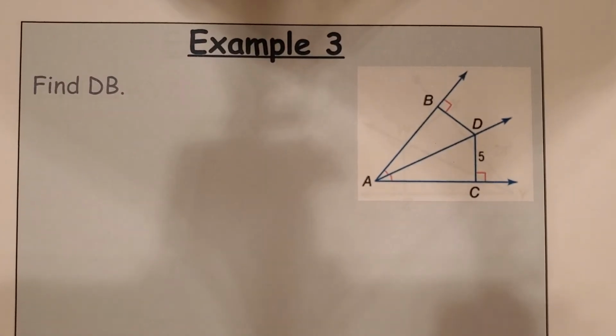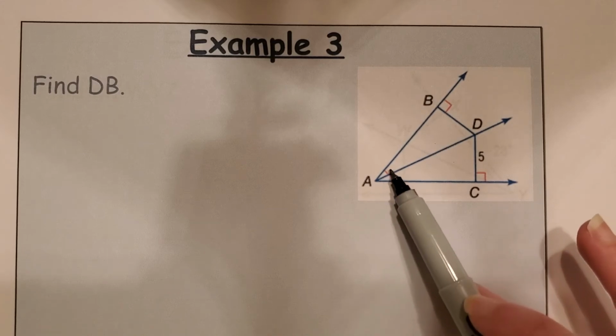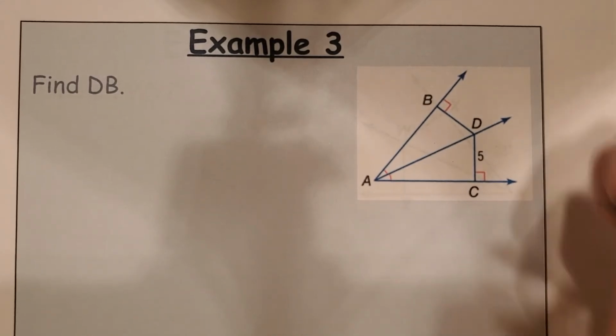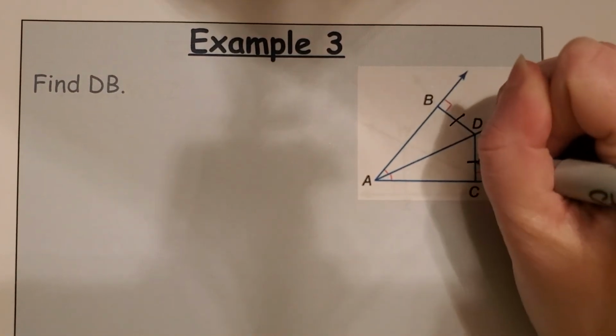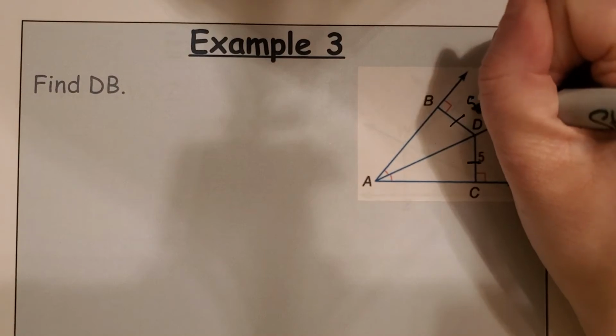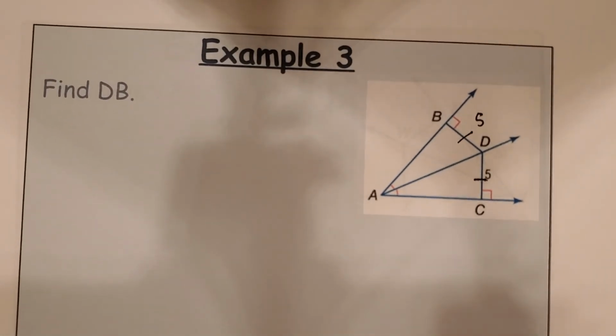Yeah, all right. We have from the diagram that ray AD is an angle bisector because of these two arc marks, which show congruence. So that means we know that BD is congruent to DC. So if DC is 5, DB also has to be 5. All right?